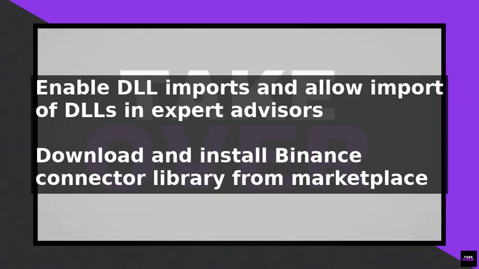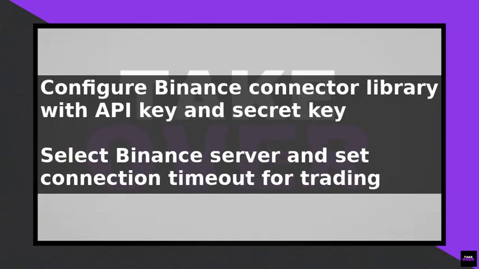Once you have configured the Binance connector library, you can start using MetaTrader 5 to trade on your Binance account. You can use the MetaTrader 5 platform to create and manage trades, as well as monitor your account balance and trading history. It is also important to note that you should keep your API key and secret key secure to prevent unauthorized access to your account.